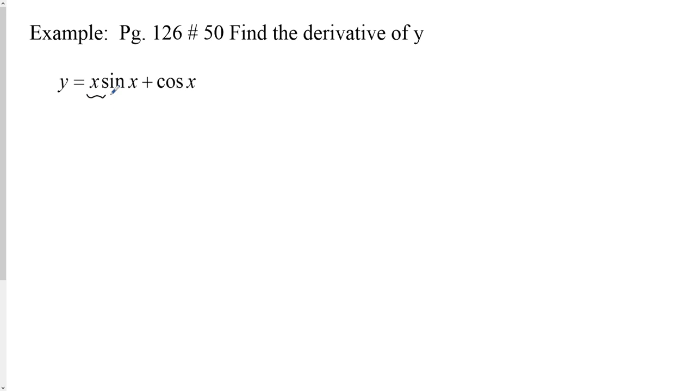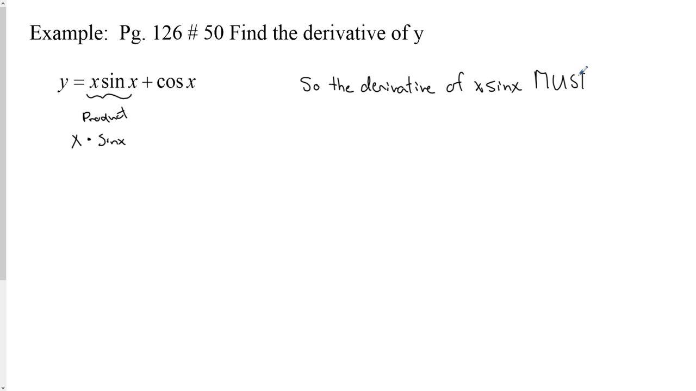This right here is a product, and it is the product of x times sine x. So for me to do the derivative of this part, I have to use the product rule. So the derivative of x sine x must involve the product rule.